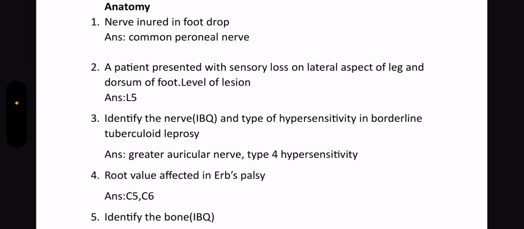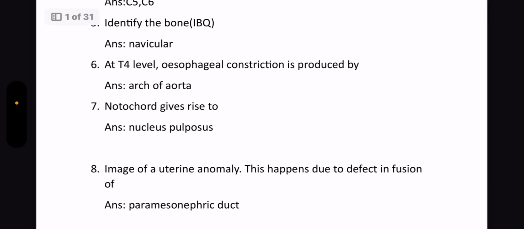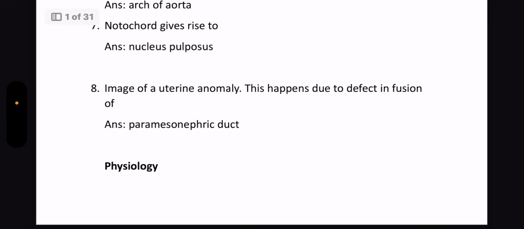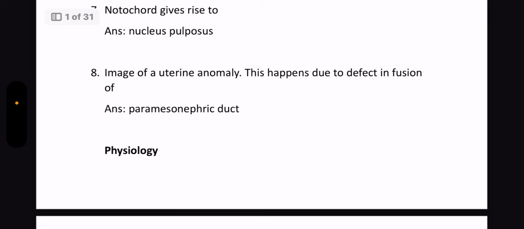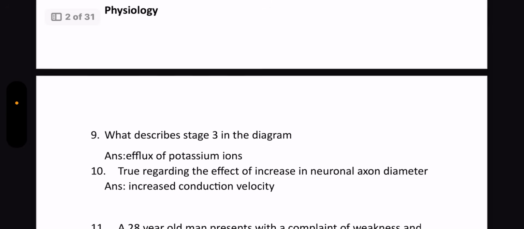Next, root value affected in Erb's palsy. Answer is C5 and C6. Next, identify the bone. Image based question. Answer is navicular. Next, a T4 level esophageal constriction is produced by. Answer arch of aorta. Next, notochord gives rise to. Answer nucleus pulposus. Next, image of a uterine abnormality, and this happens due to defect in fusion of. Answer paramesonephric duct. Moving on to physiology questions.